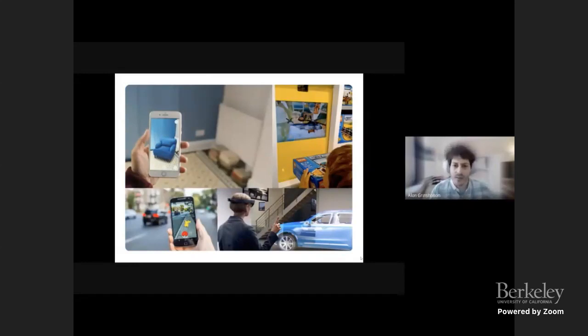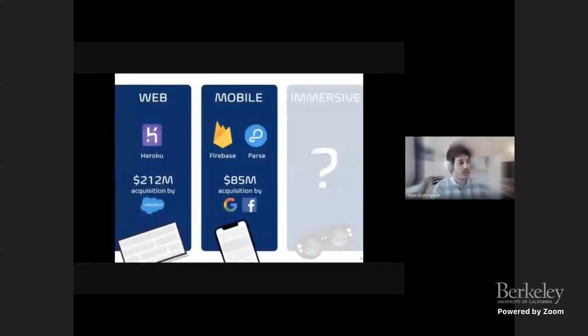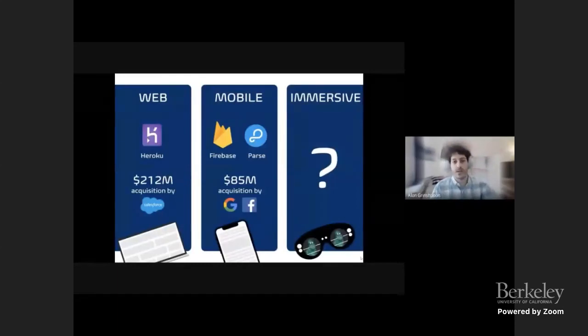But wait, if you think about it, companies have solved this problem for 2D data, right, in web and mobile. You don't need to be a web developer to update a blog post. Companies like Heroku created this cloud platform for web, allowing you to build really scalable websites really quickly. Later, companies like Firebase and Parse created the same thing for mobile applications, where mobile applications were all the rage.